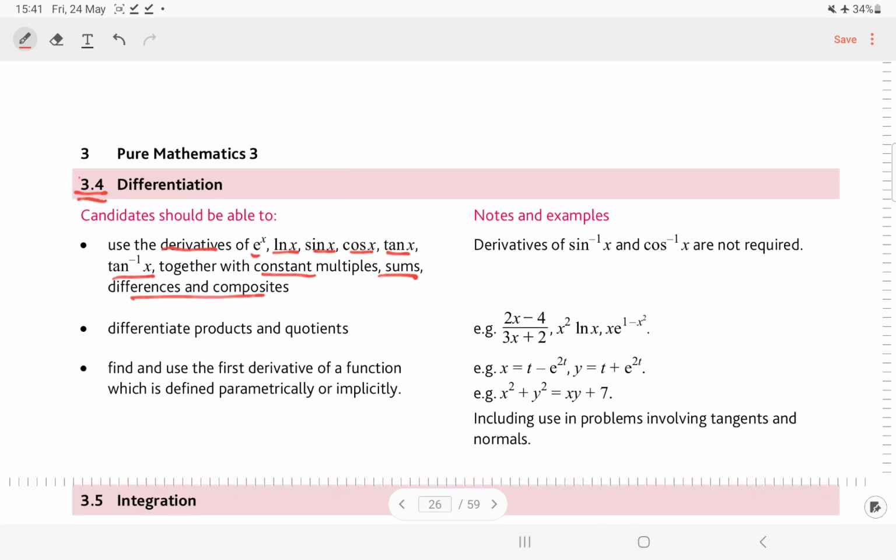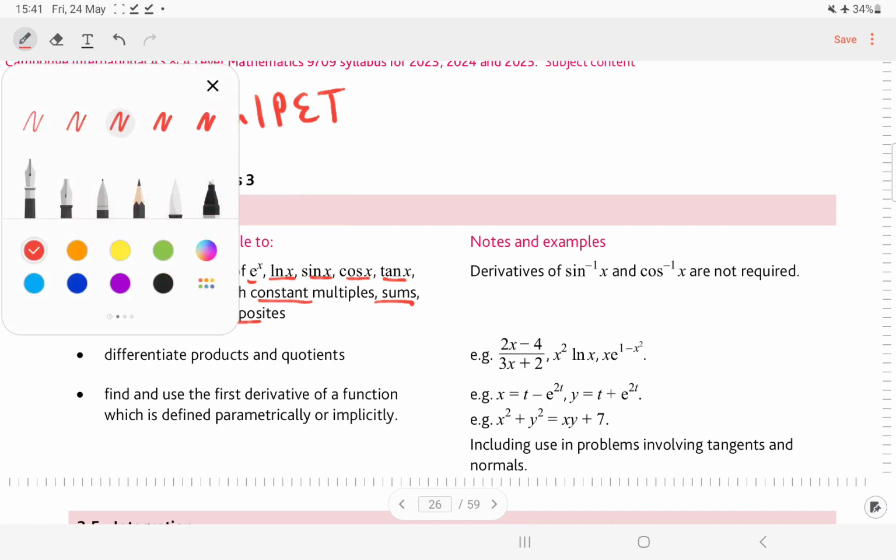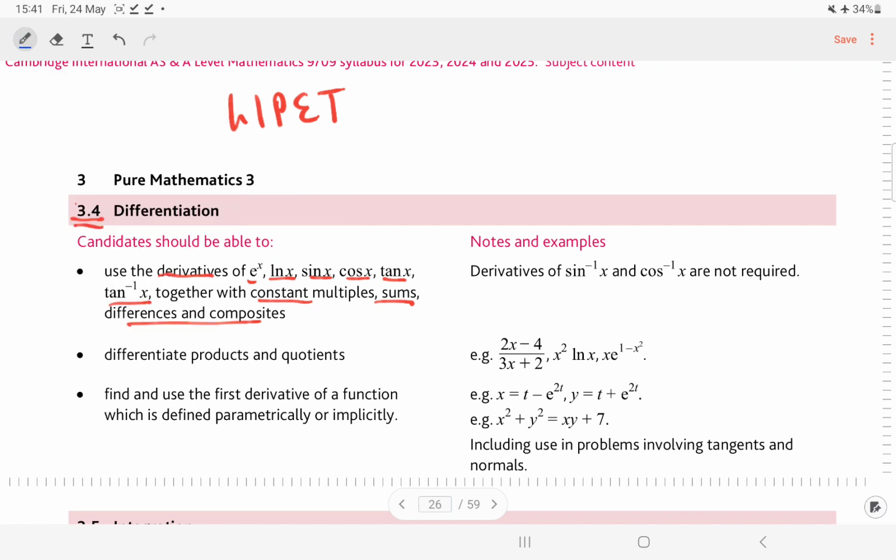We know that the types of functions which you need to know are LIPET. Remember, a function is just something which we use in the calculator to find answers, to calculate, like ln of x. It's a function. You put in x, and it is going to give you an output which you can call f of x. So I put in x, and it will do ln of that x, the one which you have put.